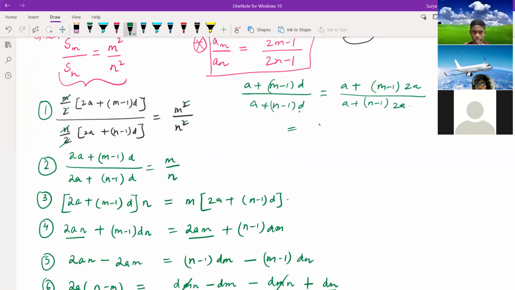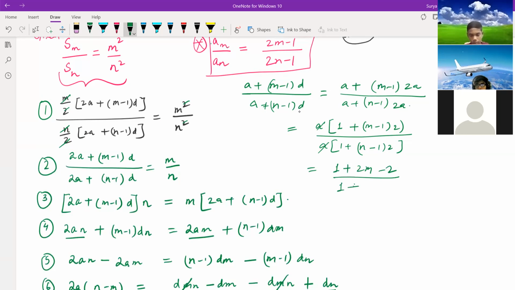So what is common? We can get A is common. In bracket we'll write here 1 plus m minus 1 into 2 whole divided by A only, 1 plus n minus 1 into 2. So A will get cancelled. Now just do 1 plus 2m minus 2 whole divided by 1 plus 2n minus 2. So we'll get it as 2m minus 1 divided by 2n minus 1. Same thing we should get, and this got proved now.